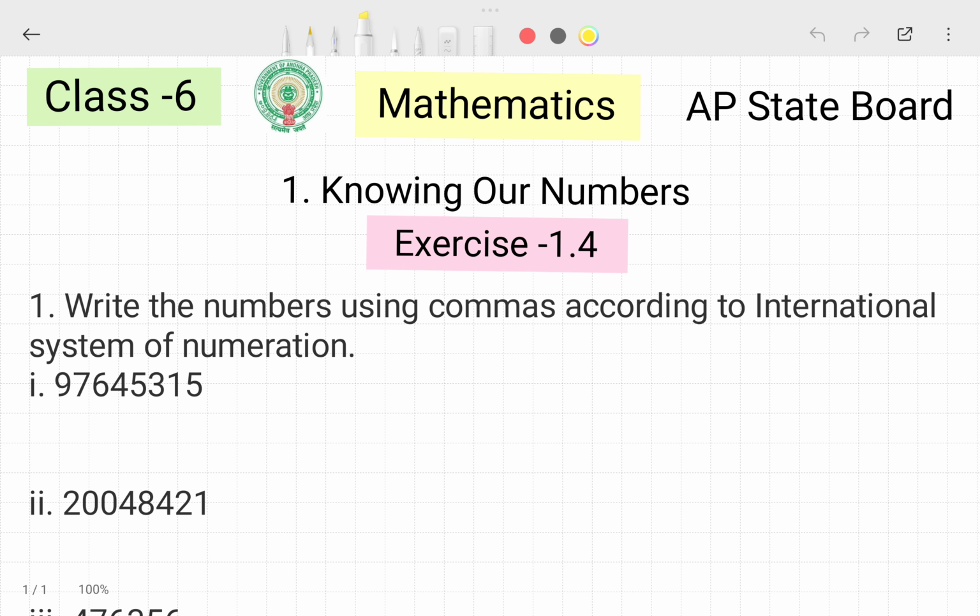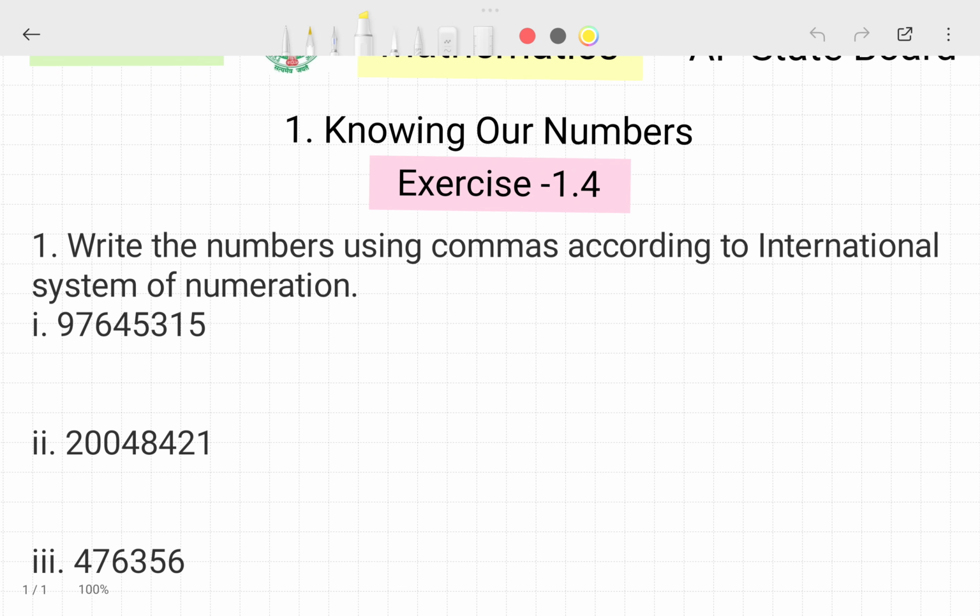So in this exercise, the first question tells us to write a number using commas according to the international number system. I told you about the Indian and international number systems in the previous exercise, but we have to put the commas according to the international number system. So what is the international number system?